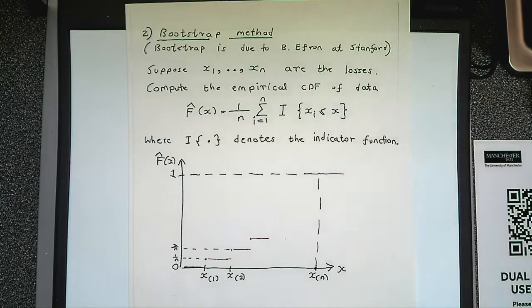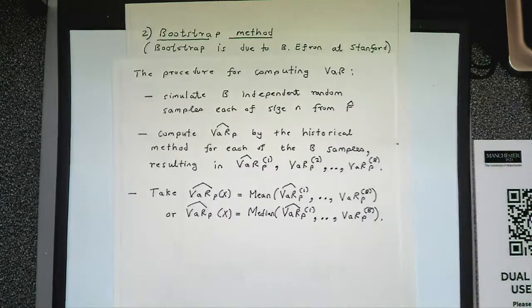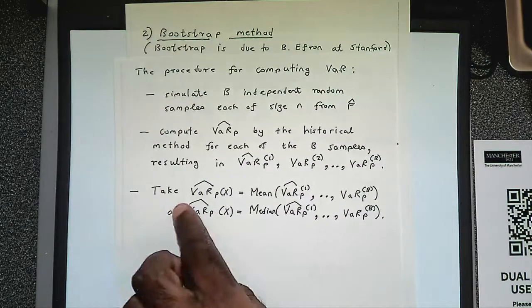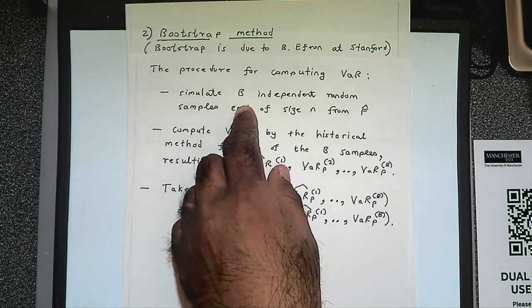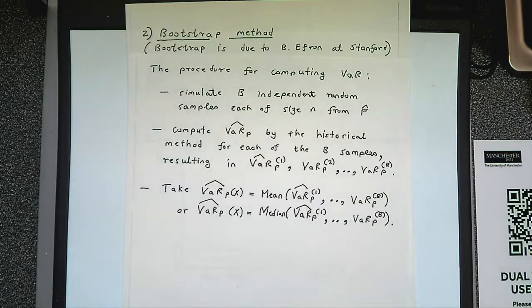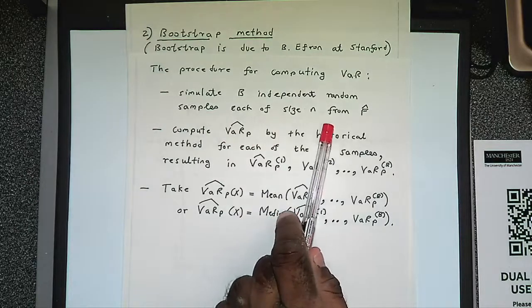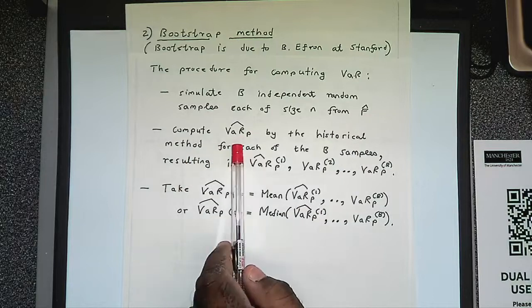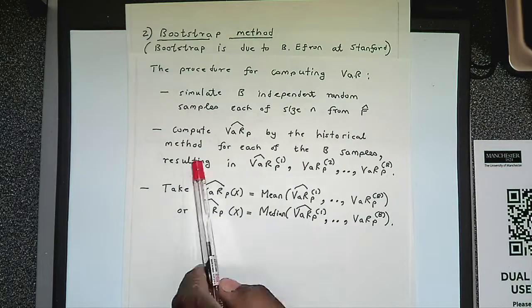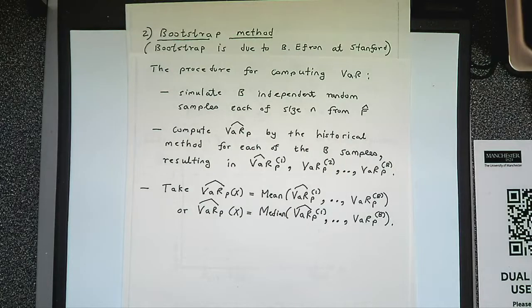So the procedure for computing the VaR is this multi-step procedure. The first is to simulate B. B is an integer. It could be like 100, it could be 1,000 or 10,000. Simulate B independent random samples, each of size n from F hat, and compute VaR by the historical method for each of the B samples.